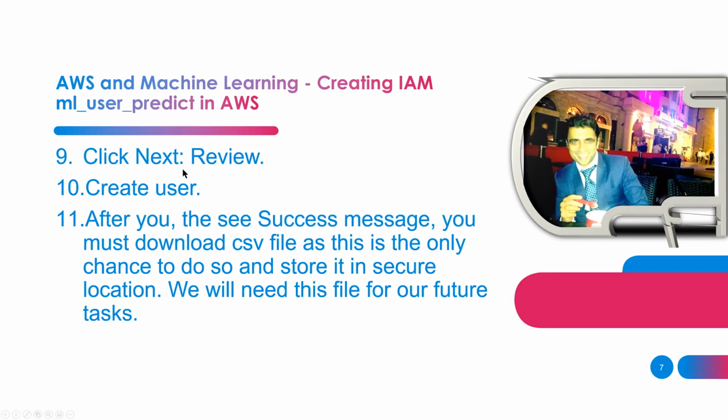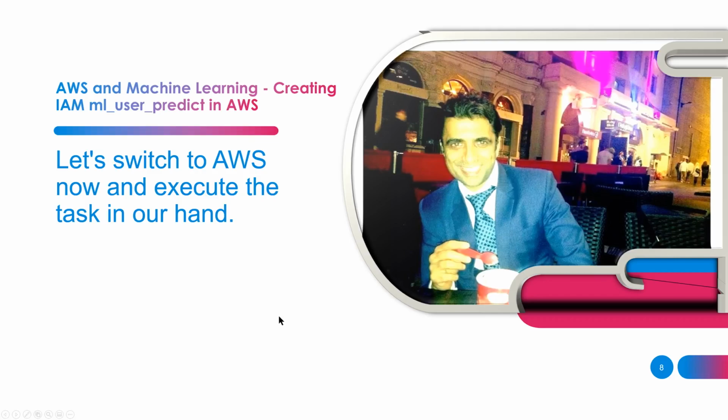Once we do these two accesses, we click review, create user. Once the user is created, we are going to download the CSV file that is given to us, and this will be the only chance to download it. We need to save it in a secure location, as the credentials are very important and should be securely stored, as we will need this file for our future tasks. Now this was the roadmap.